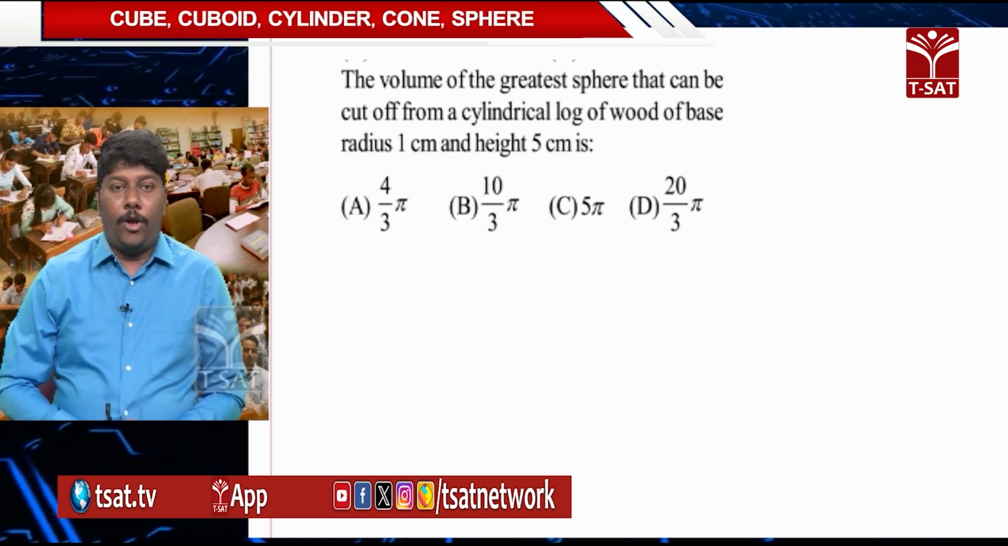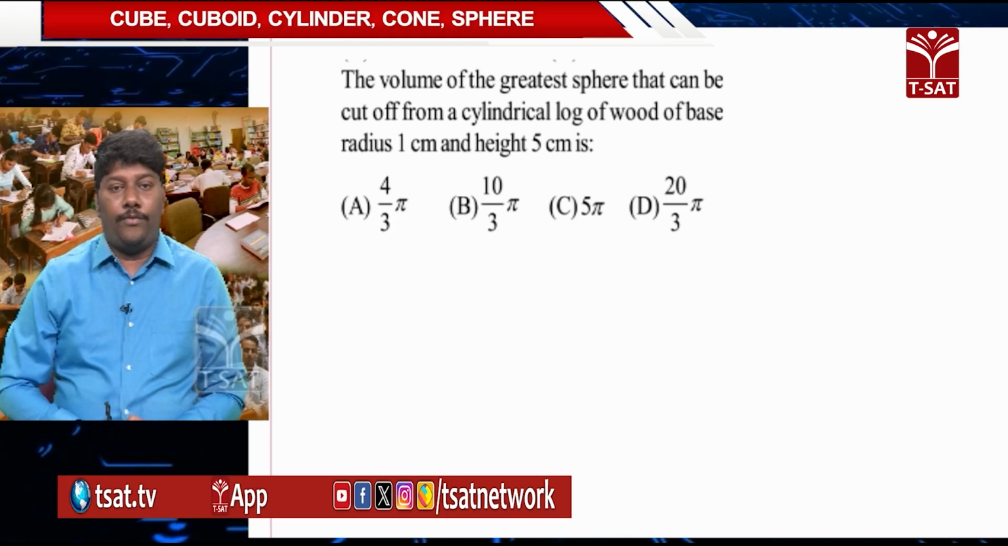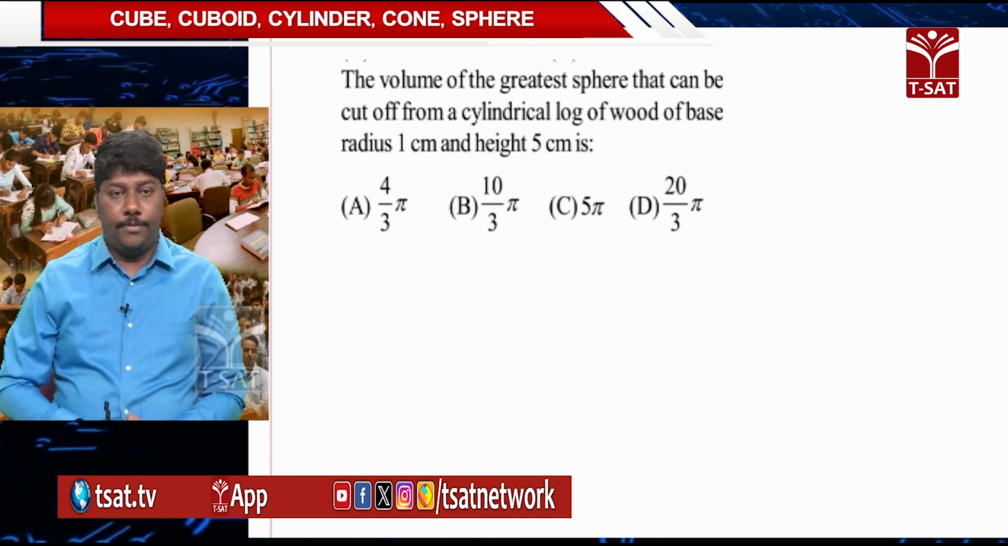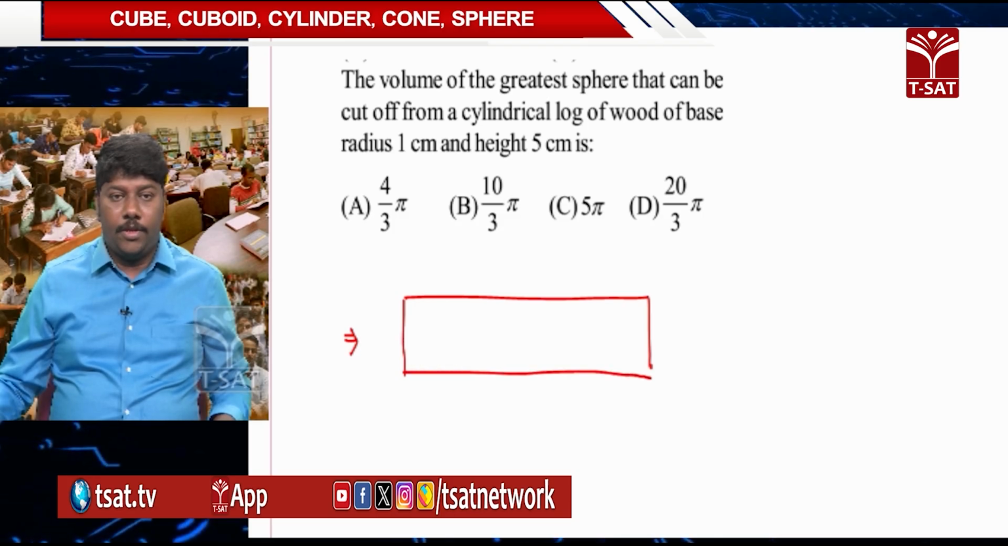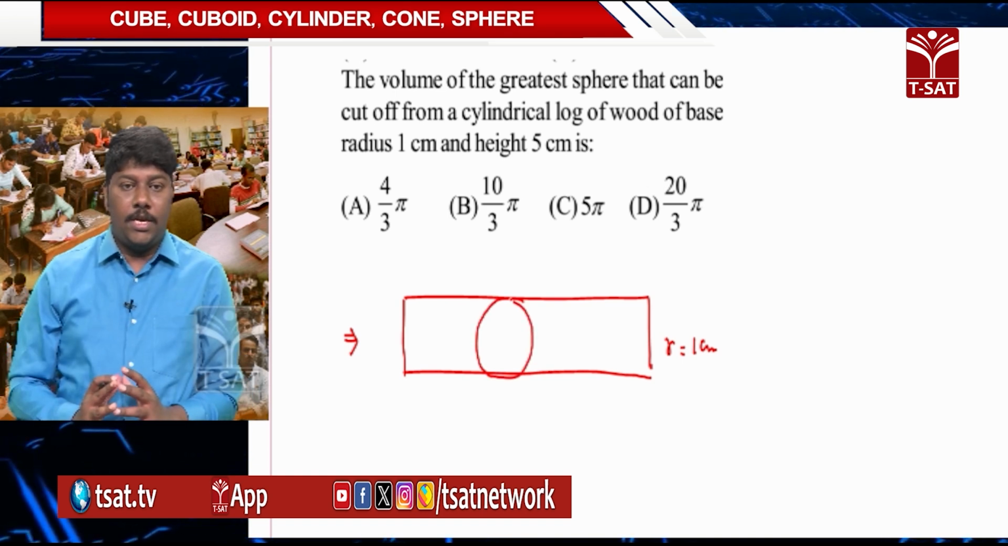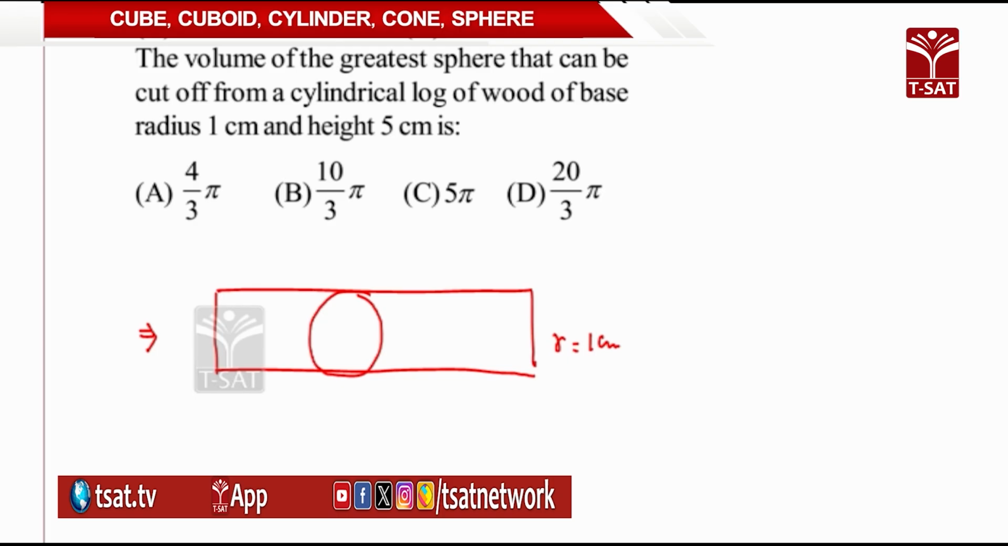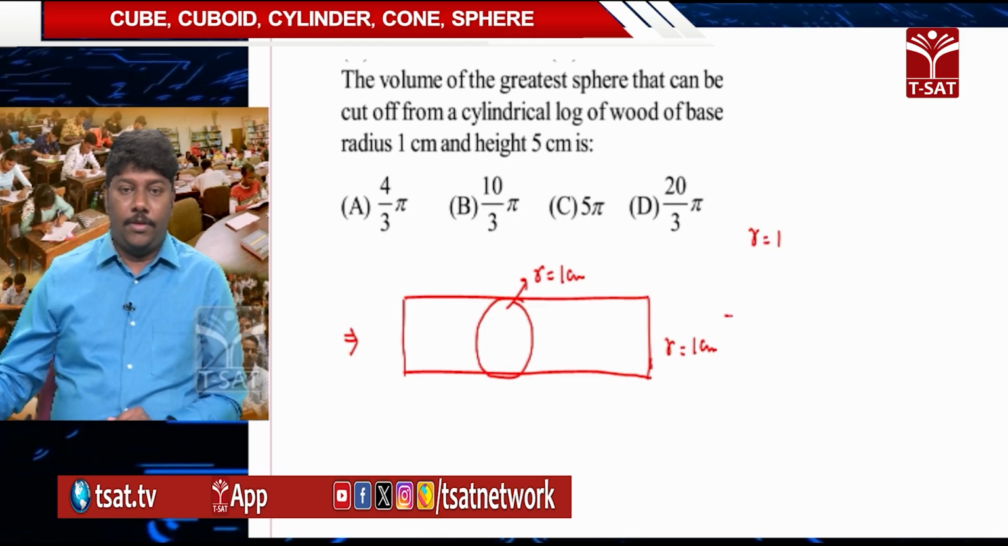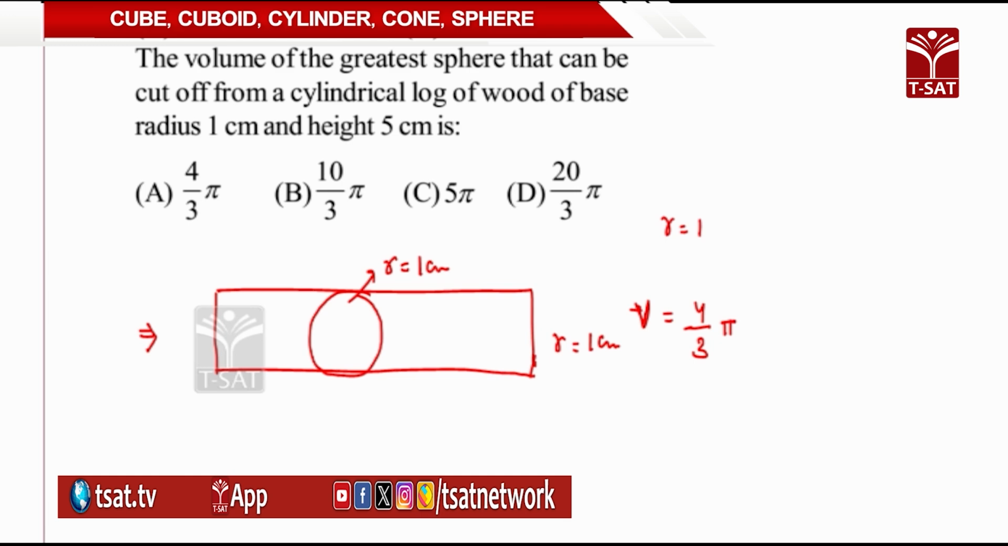Now look at this question. The volume of the greatest sphere that can be cut off from a cylindrical log of wood of base radius 1 centimeter and height 5 centimeters is. So you are cutting a sphere out of a log of wood. The front view of the wood is like a rectangle and the radius is 1 centimeter only. Therefore the maximum sphere that you can cut out has radius 1 only, because you can't cut a sphere greater than radius 1 centimeter. You can't cut a bigger sphere than this. Therefore radius is 1, volume is equal to 4 by 3 pi, r cube is 1. So the volume of the sphere is 4 by 3 pi.